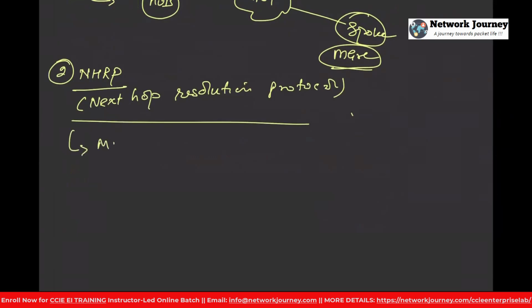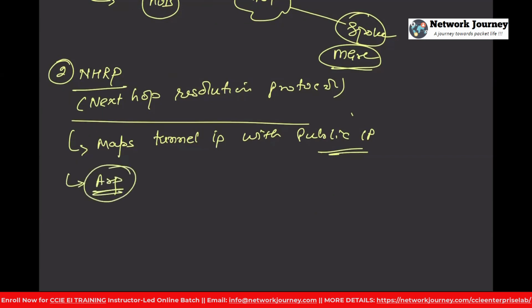So it is going to be used to map your tunnel IP with the public IP, which is present on the other end as well. Like how we do the layer 2 resolution via ARP, the same thing it will do. It provides the resolution of your tunnel IP with the public IP. So it's going to bind your tunnel IP with the public IP so that you will know what things are present on the other side.